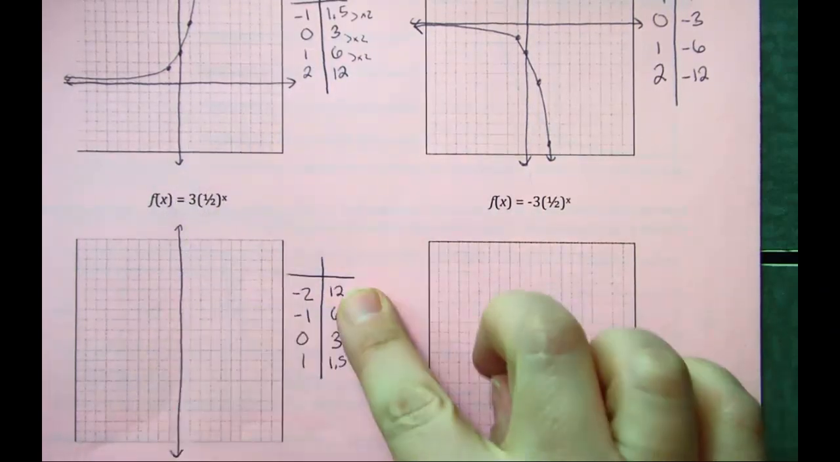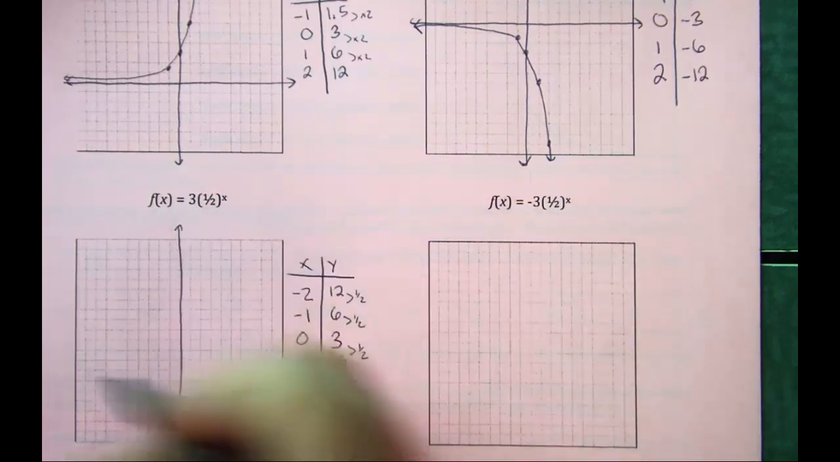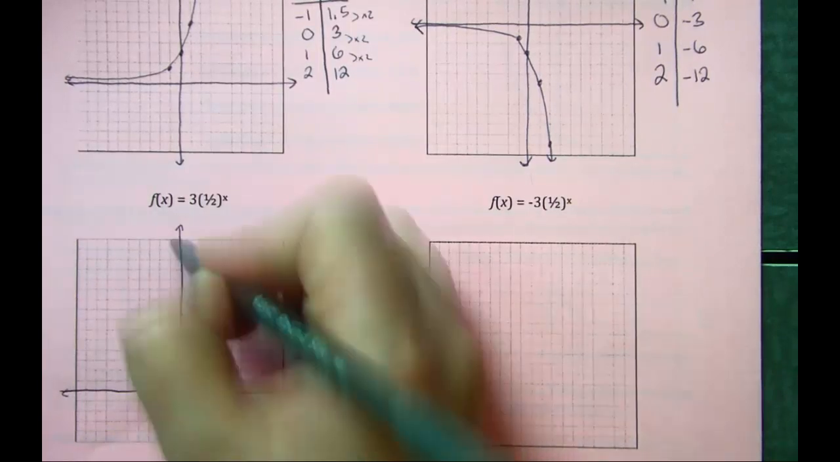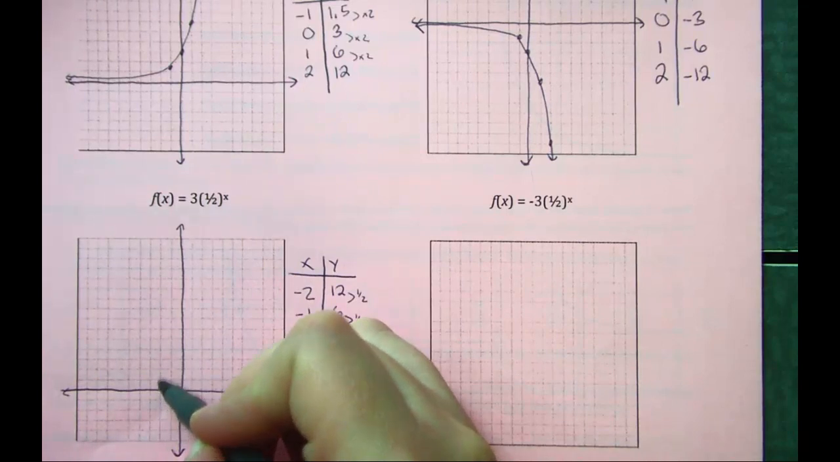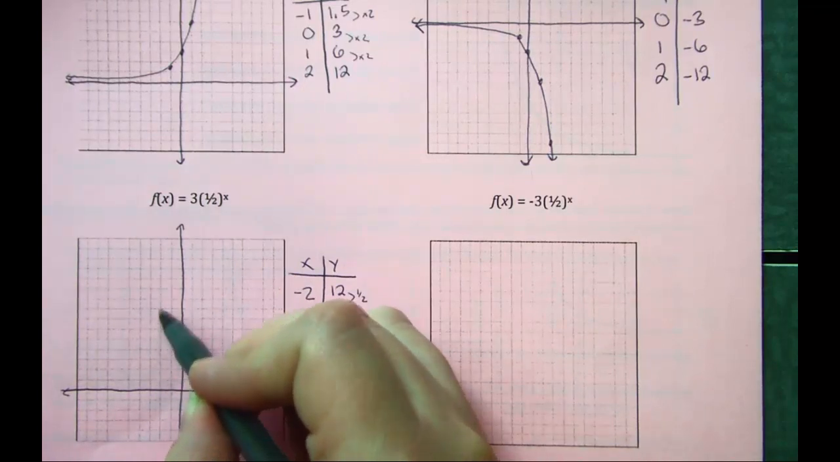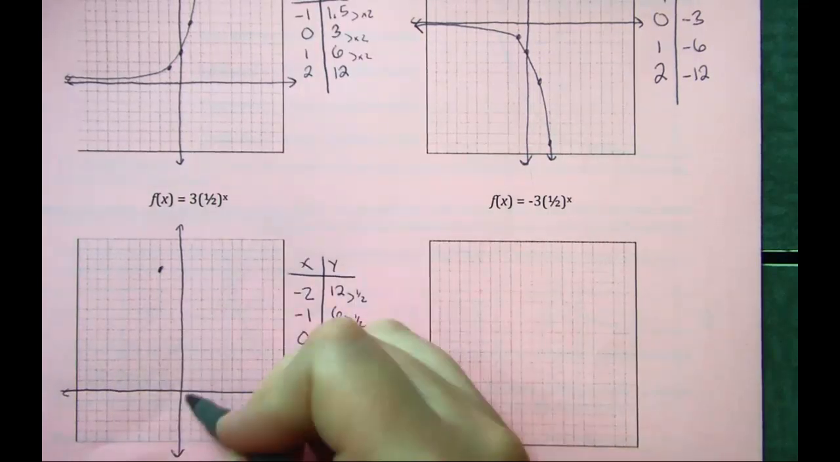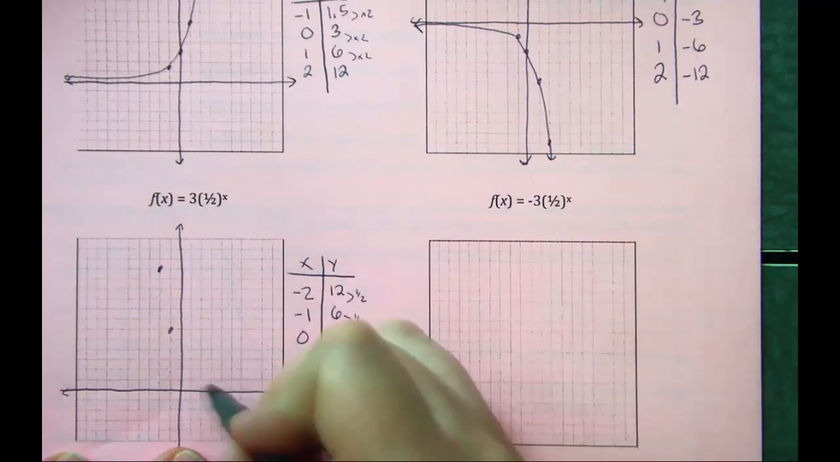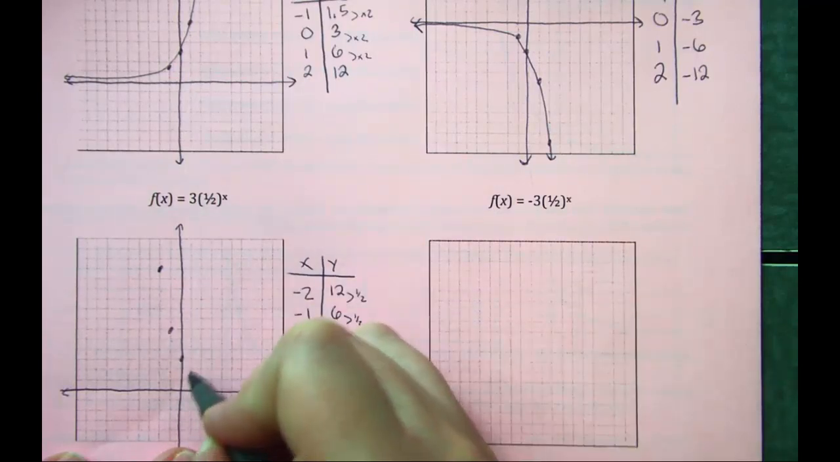now I see I have a y value of 12 because it's x and then y. So I want to get more values on top of my x-axis so I can go all the way up to 12. Negative 2, 12 is my first point. Right there. Negative 1, 6. 0, 3. And 1, 1.5.